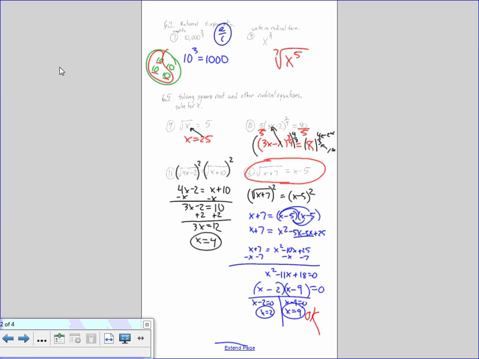But when I put back 2, it's not going to work because 2 plus 7 is 9, and the square root of 9 is 3. So I got 3 on this side. But when I put 2 here, it's 2 minus 5, which is negative 3. So that's a bad solution. No. I have my colors backwards. I should have red and green switched there, shouldn't I?